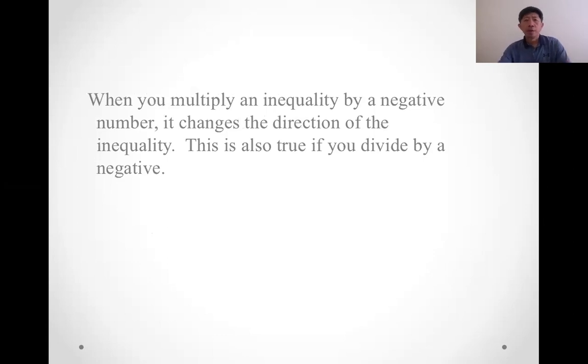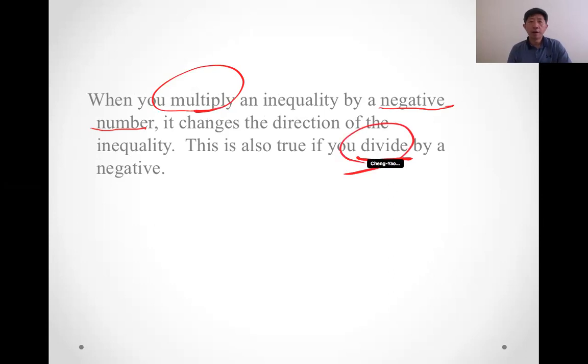So here you've got to be careful about this. When you multiply an inequality by a negative number, it changes the direction of the inequality. This is also true if you divide by a negative. Either you divide or you multiply by a negative, then you have to flip the sign.